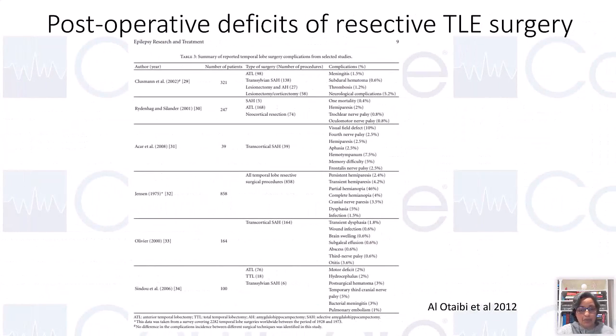Here is a table which shows the deficits patients have after temporal lobe epilepsy surgery. The biggest deficits they have are memory deficit and visual loss. It's usually partial; in many cases, like partial hemianopia, it was seen in 46% of the patients. Then some nerve palsy: very few patients show motor deficits and cranial nerve palsies. So there are still complications with temporal lobe epilepsy surgery, depending on how they approach the epileptogenic zone and how much of the tissue is removed.